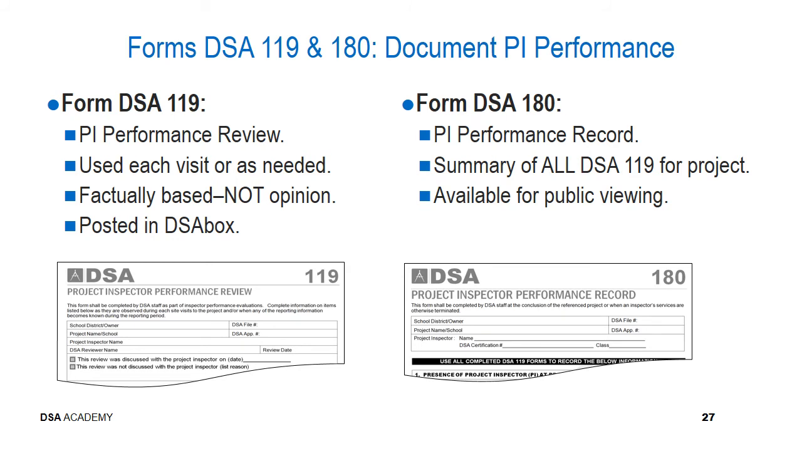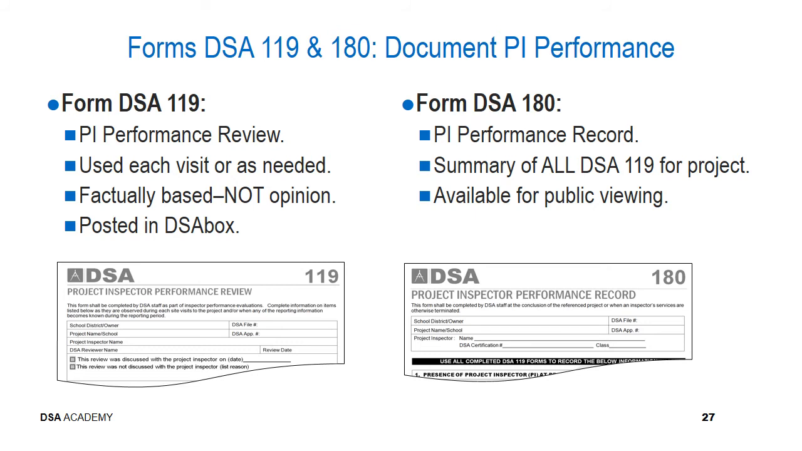There's been no changes here with regards to project inspector performance evaluations. These are the same forms that have been used now for several years, the DSA 119 and 180. As you know, Form DSA 119 is used for the project inspector performance review. It's used on each visit or as needed, and it is factually based, not based upon opinion, in the sense of does the project inspector have this information, yes or no.